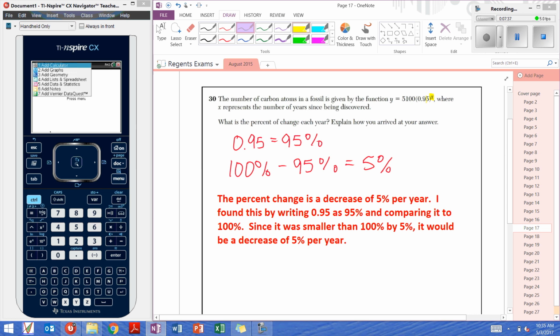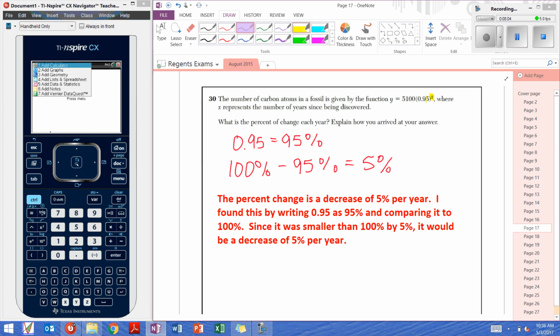Again, why? Well, we're starting with a value of 5,100, and we are multiplying over and over and over again. Because when we show repeated multiplication, that's where the exponent comes into play. Unlike a linear equation, when we show repeated addition, we use multiplication to help us model that. So what is a percent change every year? Well, that is the multiplier, the 0.95, the base.